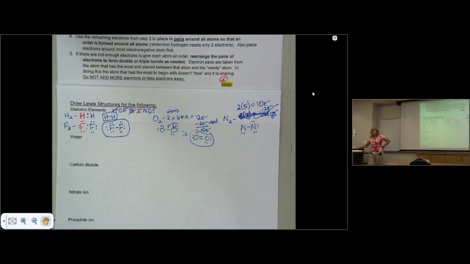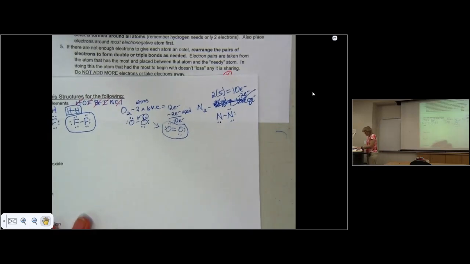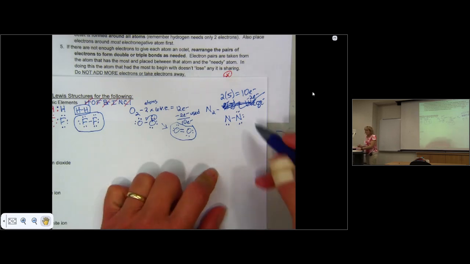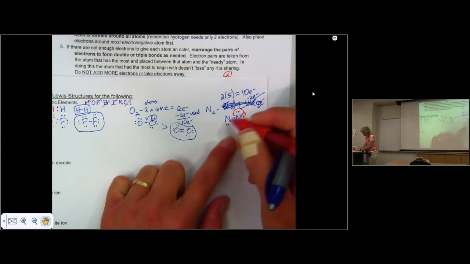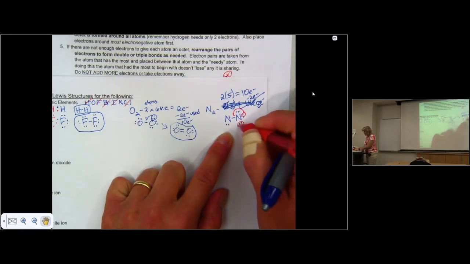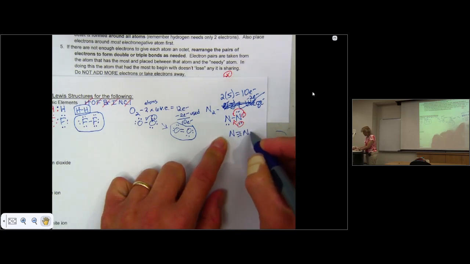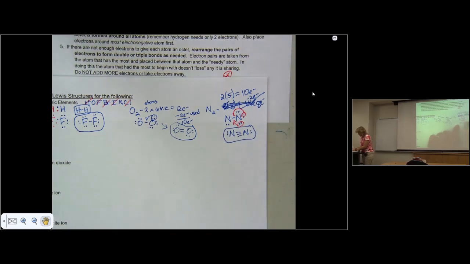Now, rearrange those and make everybody happy. And tell me what you come up with. It has to be in with the triple bond. That's exactly right. Chances are, first, you actually just made the double. And then you put those in the middle, and then you said that N still not happy. So it actually takes a triple. So N, triple bond, N. And that is your final Lewis structure.